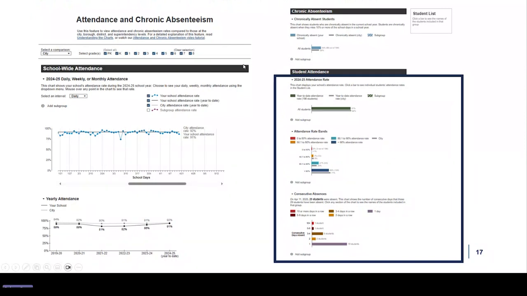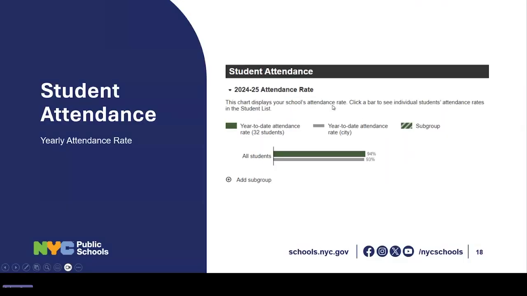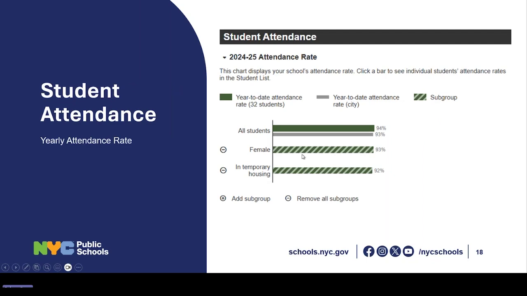The next section is the student attendance section, and there are 3 charts in it. The first chart we will look at will be the yearly attendance chart. The yearly attendance chart displays the year-to-date attendance rate of your students compared to the selected comparison group. You will see that you can add a subgroup, which works the same way as I showed earlier. And you can add one or more subgroups and click on the color bar to generate a student list.